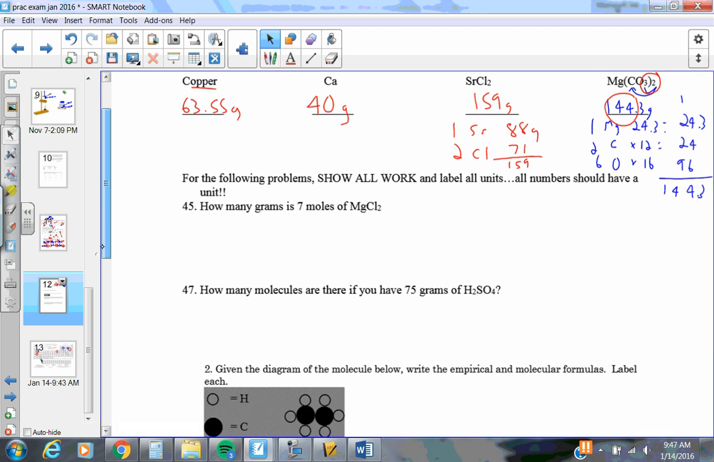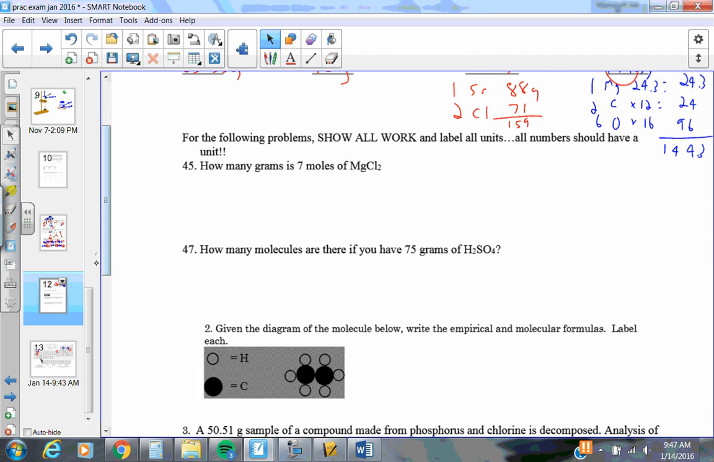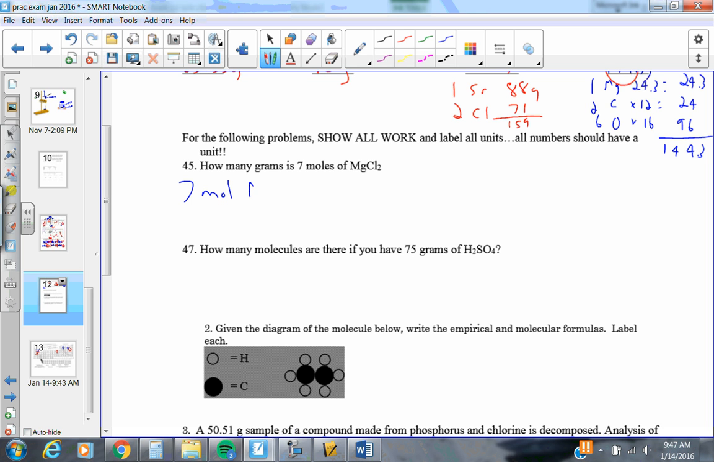For the following problem, show all work, label units. How many grams is 7 moles of magnesium chloride? Well, you start with the same thing. You write down whatever they gave you. I like to put it over 1. That way I know that it's on top and it'll have to get crossed off. If I've got moles up top, I need moles of magnesium chloride on the bottom.